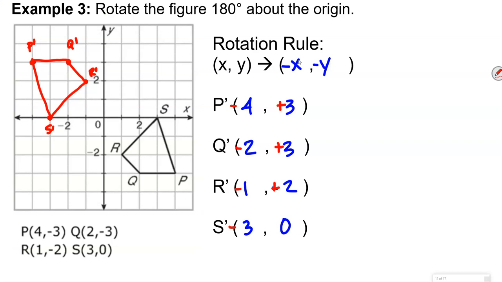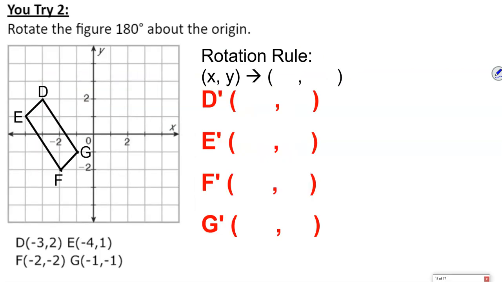Okay, now, again, we're going to check this. You can check it with whatever point you want, but I'm going to check it with S, from here to S and from here to S prime. Notice we have a straight line. So if we have a straight line, it verifies that it's a 180-degree rotation. Okay, so go ahead and pause the video here, write your rule, find your D prime, E prime, F prime, and G prime, and then come back to me when you're done.